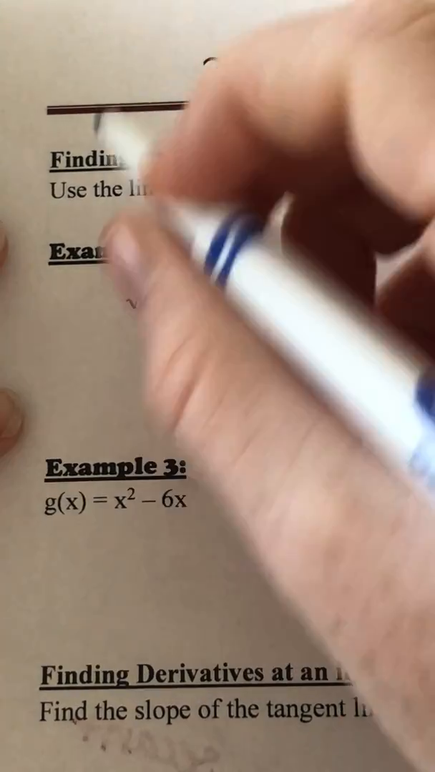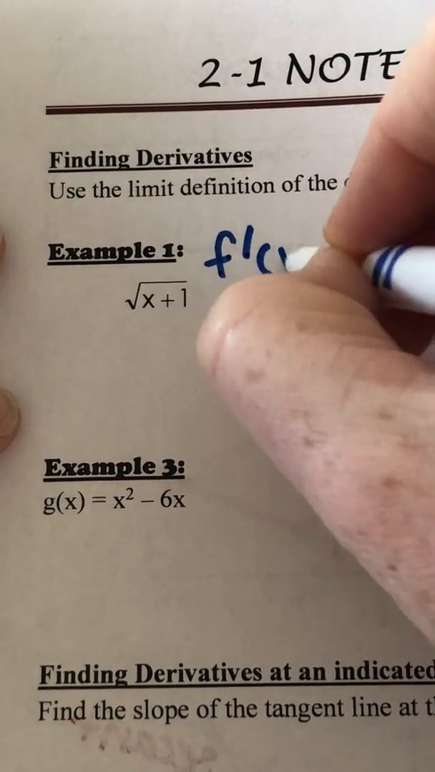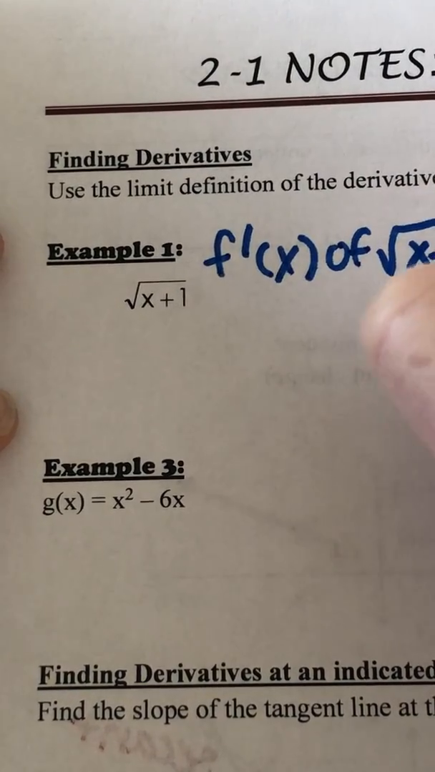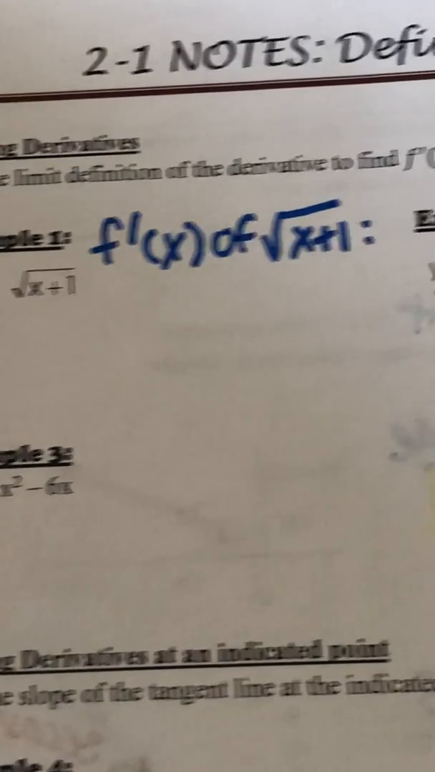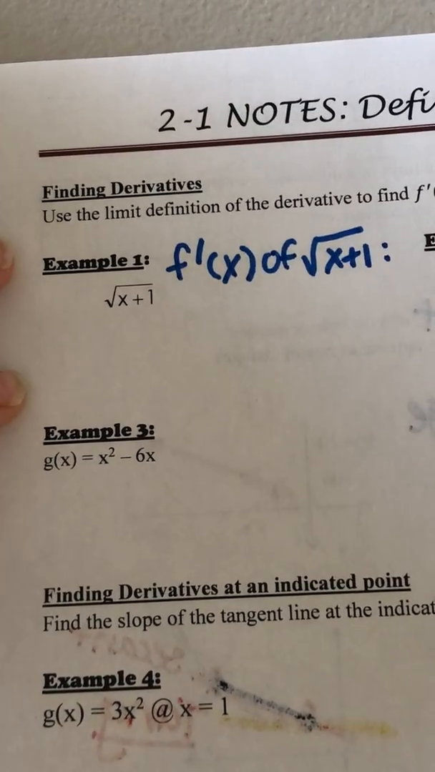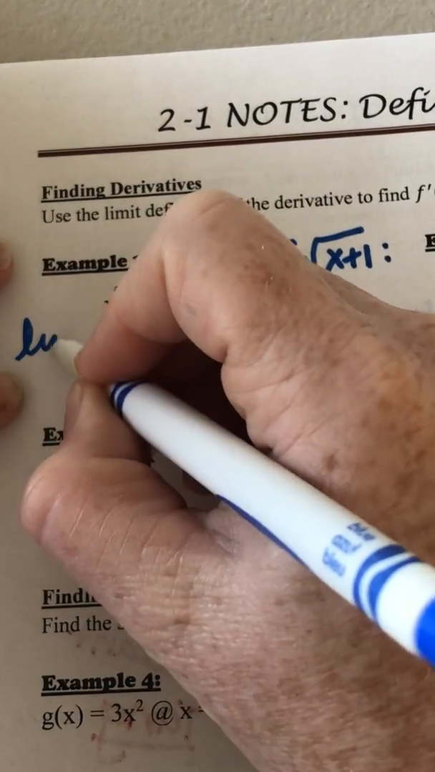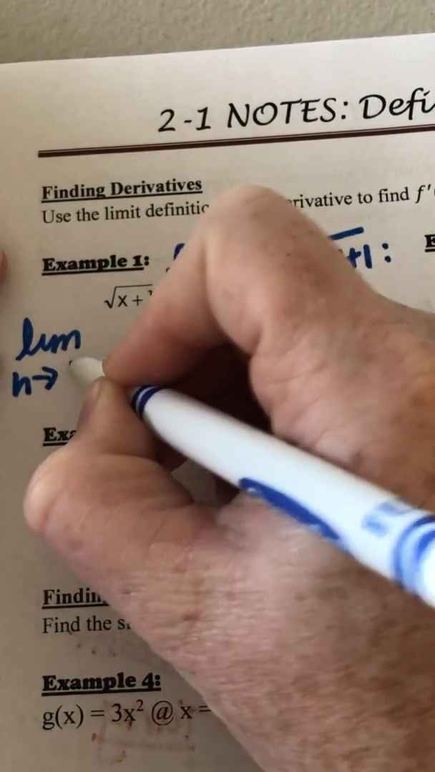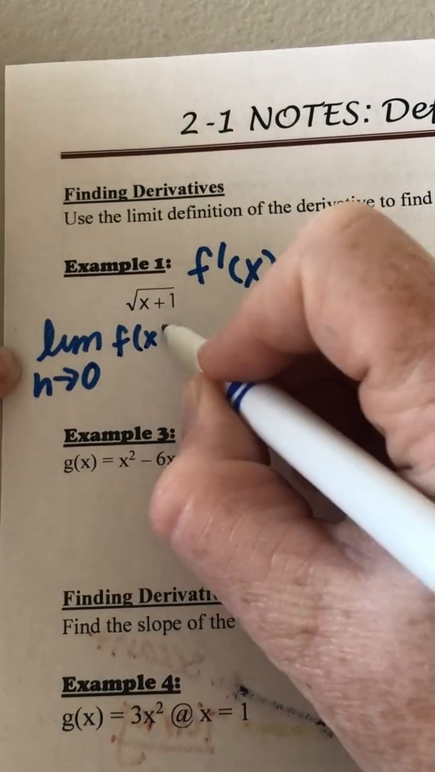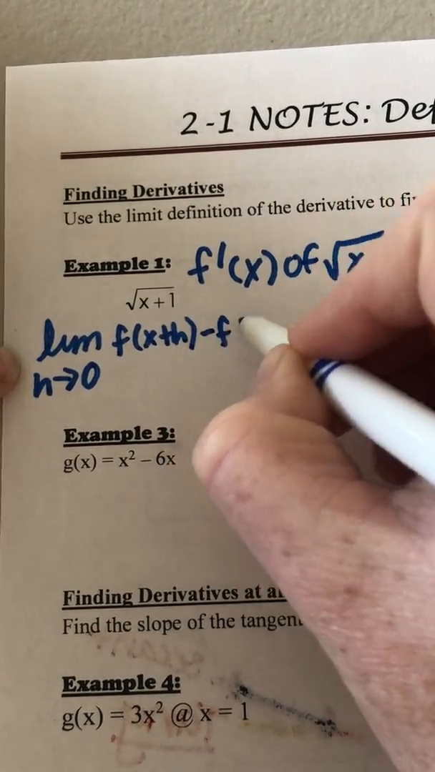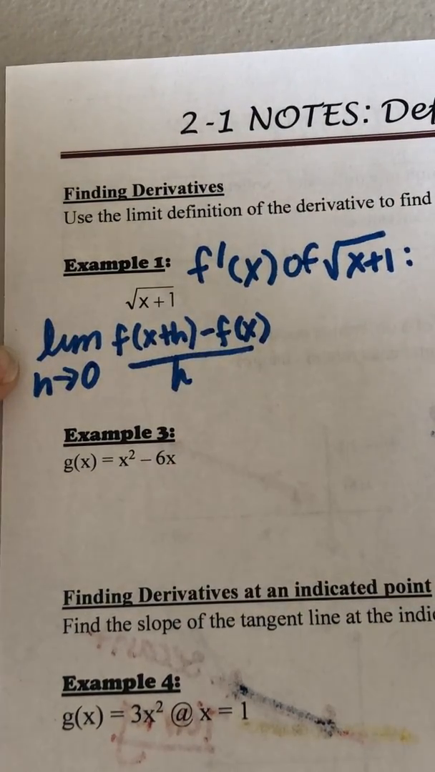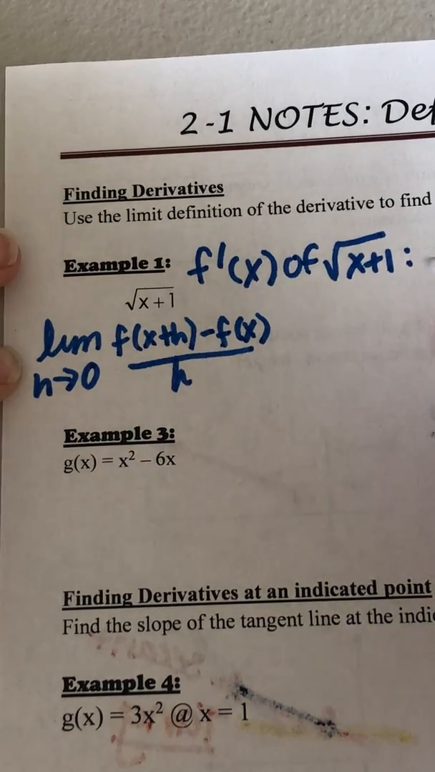So the derivative f prime of x of the square root of x plus 1, we're going to find by taking the instantaneous rate of change formula, using that, and not plugging in a certain x value. So f of x plus h minus f of x all over h. All right, let's do that.